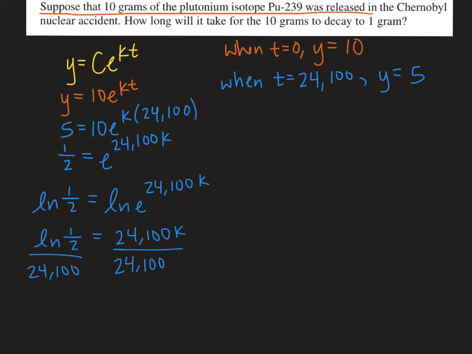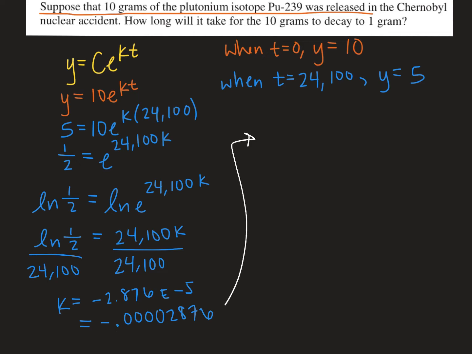In my calculator, I got negative 2.876 e negative 5. That, of course, means times 10 to the negative 5th. So this means I'm going to move my decimal point 5 units to the left. So 4 zeros. So this gives us our model. Again, I have not solved yet. I've just come up with my model based on the information. So here's my decay model.